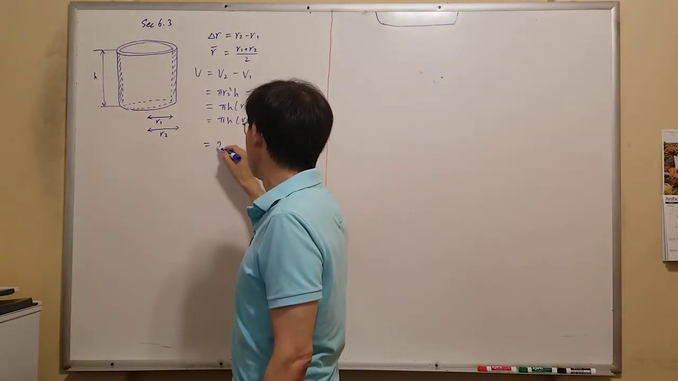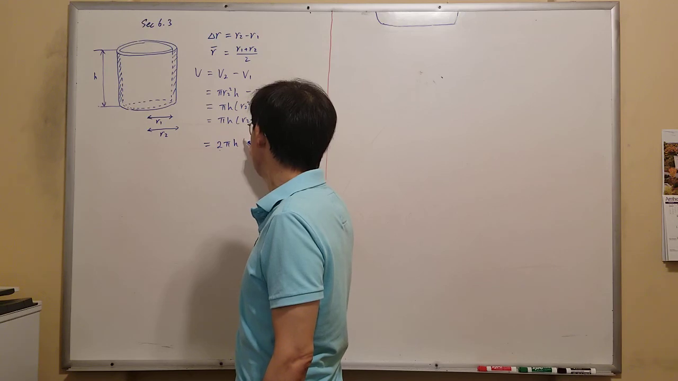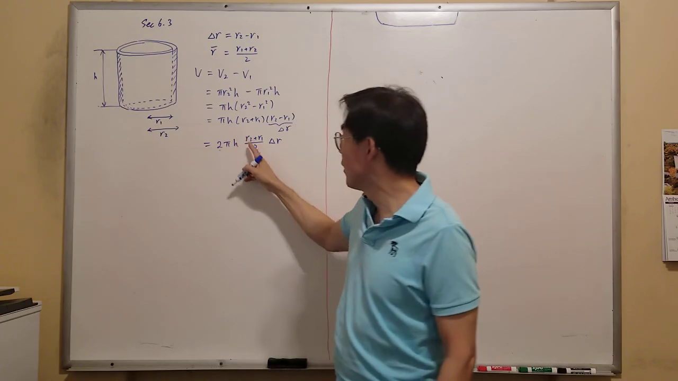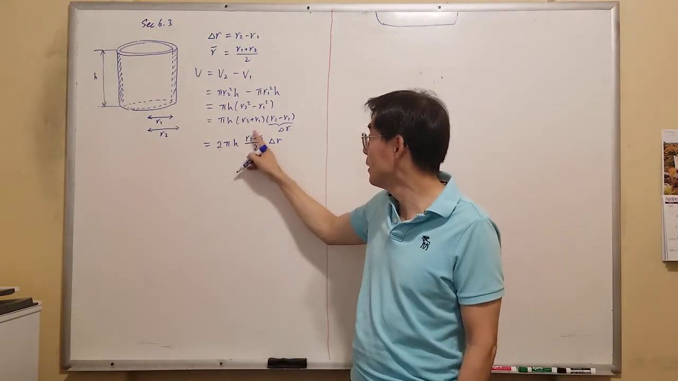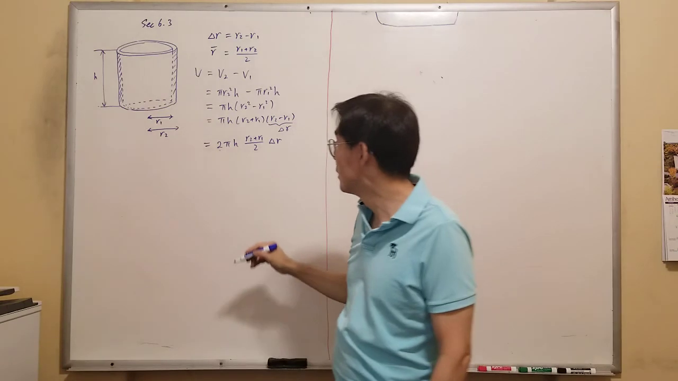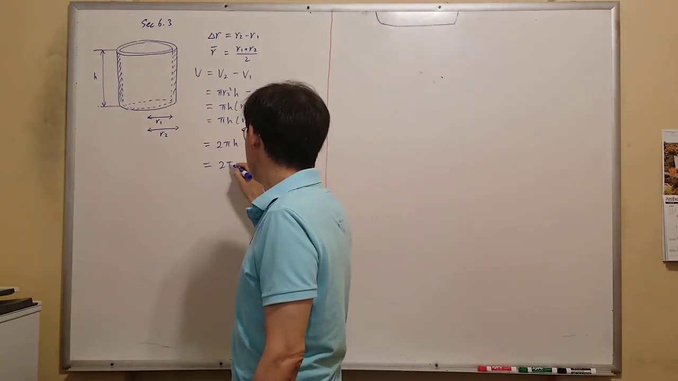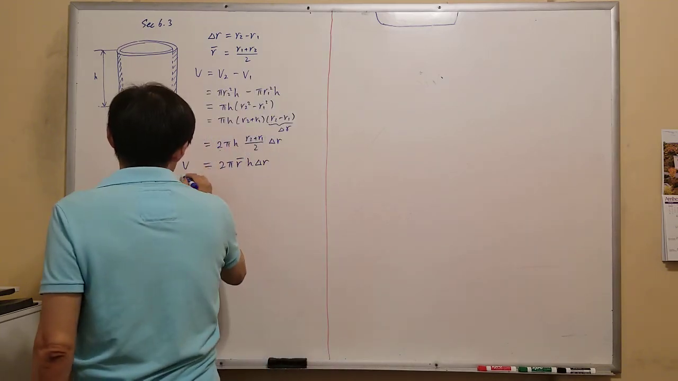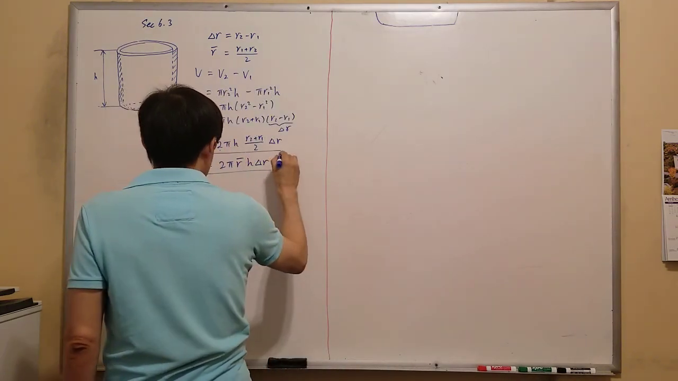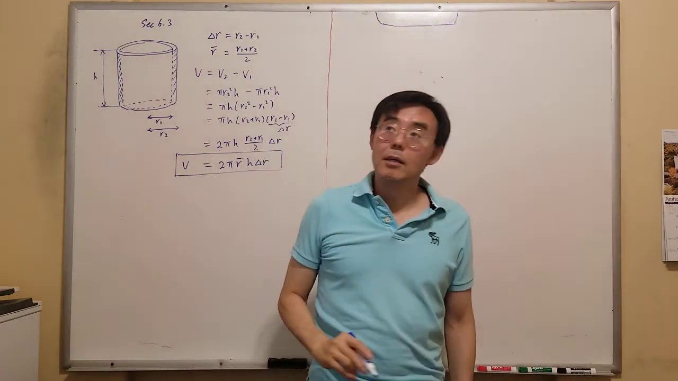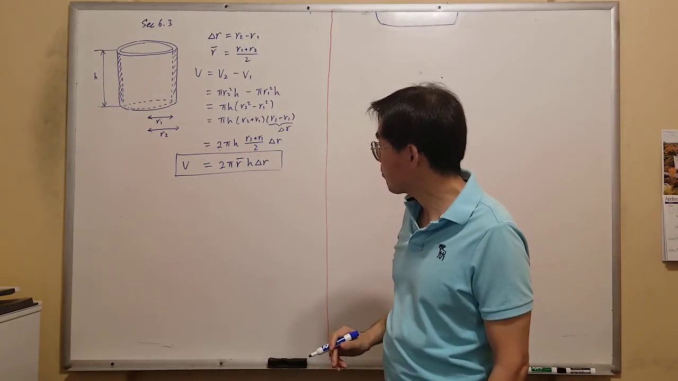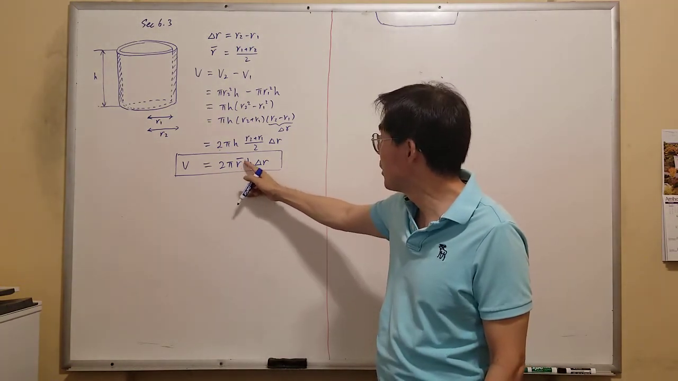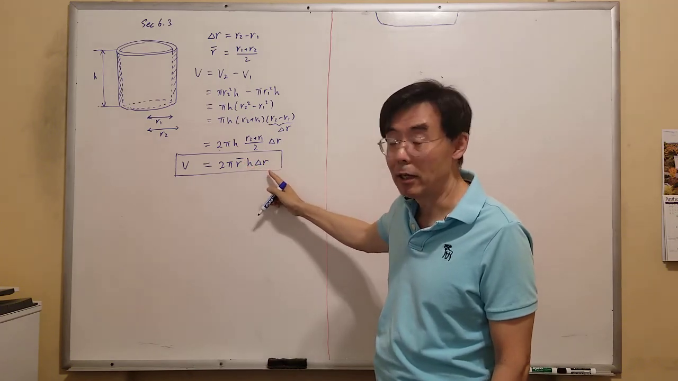And I can write it as 2 pi H, divided by 2, multiplied by 2. Then this is the average radius. So you have 2 pi R bar H delta R. So this is the formula. How do we interpret this geometrically? 2 pi R bar H delta R.